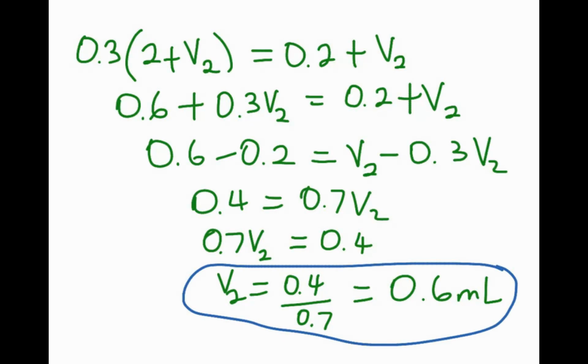Then let's summarize. How would you say it? In summary, 2 milliliters of 10% alcohol solution mixed with 0.6 milliliters of pure alcohol will give approximately 2.6 milliliters of 30% alcohol solution. Next question.